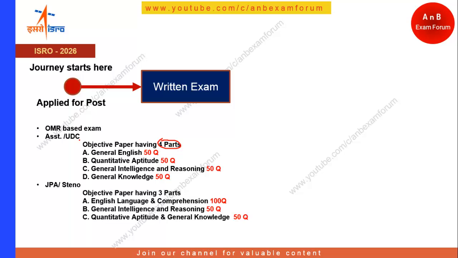For JPA and Steno there would be only 3 parts. More focus will be on English and comprehension, which is of 100 questions. General intelligence and reasoning consists of 50 questions, and they have clubbed quantitative aptitude and general knowledge into one part with 50 questions. So the main difference is English, and the quantitative aptitude and general knowledge parts are clubbed.